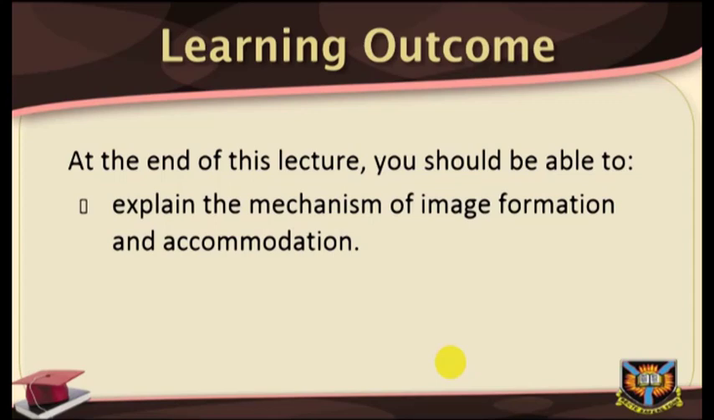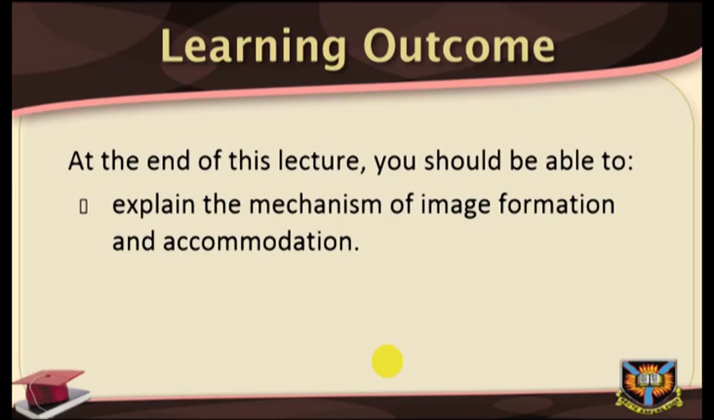Retest. 1. What do you understand by accommodation? 2. How is an image formed in the human eye? 3. Describe the physiology of human sight. 4. What is binocular vision?